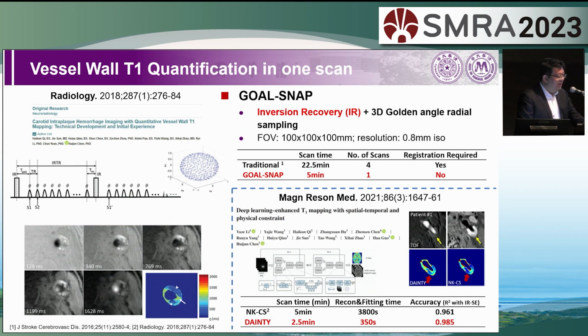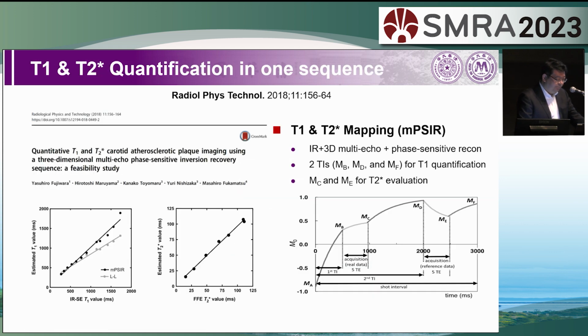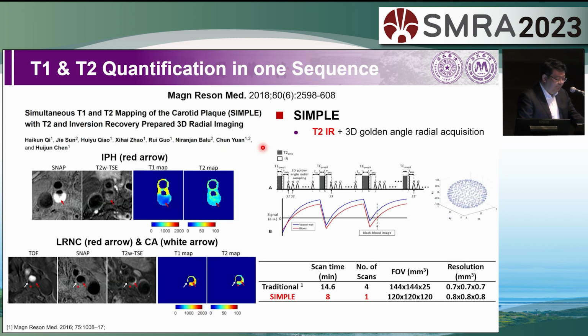And we also developed a deep learning enhanced reconstruction method for this technique. It can further reduce the scan time and fitting time. And there are other groups working on T1 and T2 star quantification in one sequence. Basically, this is also an inversion recovery sequence, plus multi-echo with different TEs to quantify T1 and T2 mapping.